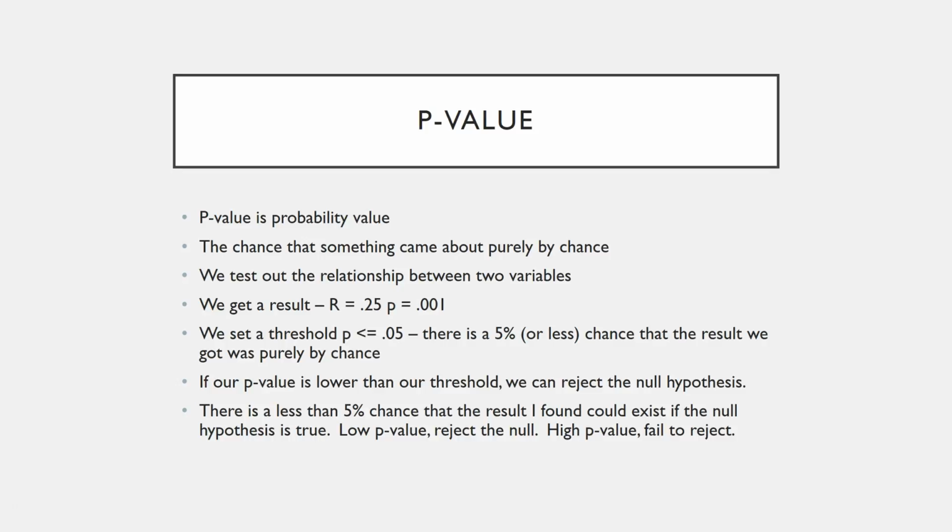When we test out relationships between two variables, we might get a result where our correlation coefficient is 0.25, but our p-value is 0.001. That is a statistically significant result. The actual measurement of the effect may not be that great because the correlation is only 0.25, but it is statistically significant because it drops below 0.05, which is representative of the 5% threshold that we want to set.